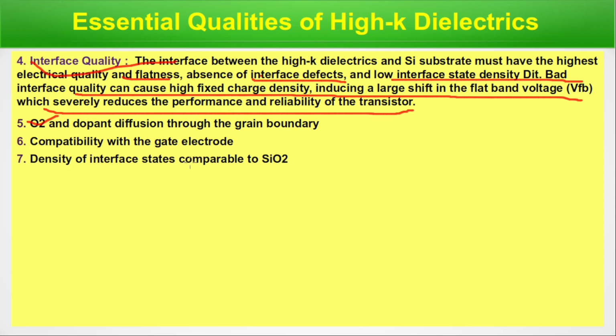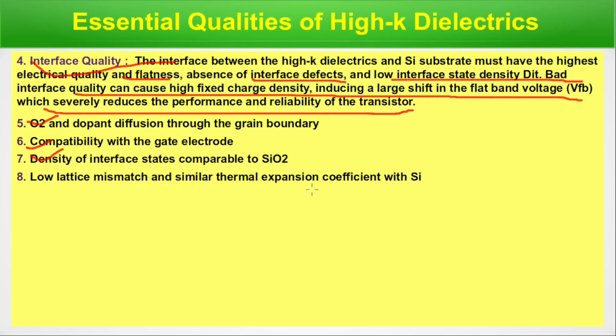Density of interface states comparable to silicon dioxide. Silicon dioxide and silicon interface is really a good example. We must have a new system where the new oxide and silicon interface is comparable to that level. Low lattice mismatch and similar thermal expansion coefficient with silicon. Lattice mismatch, the lattice structure mismatch should not be very high. Mobility compared to silicon dioxide. So these are basically properties we want in our High-K material.